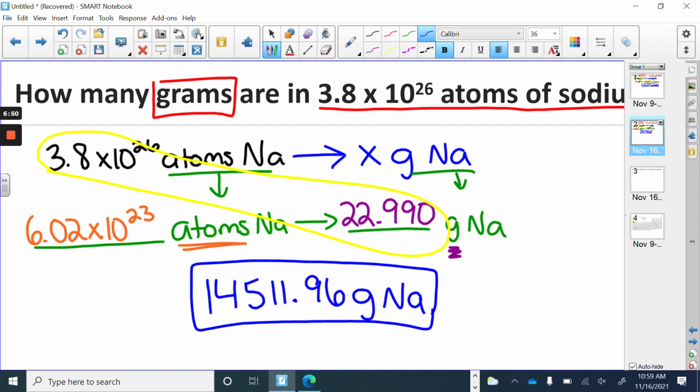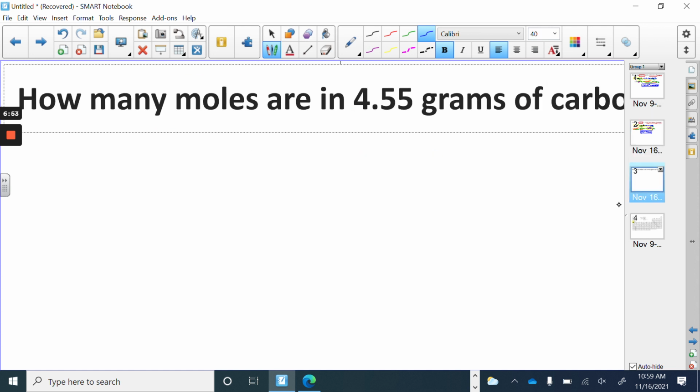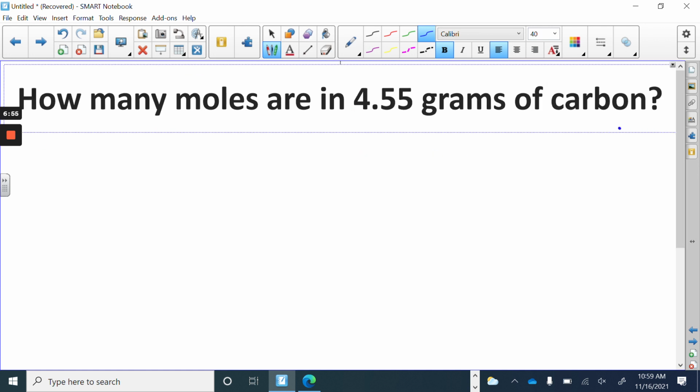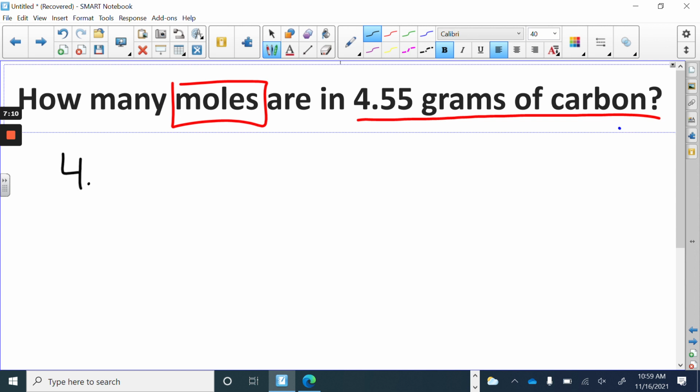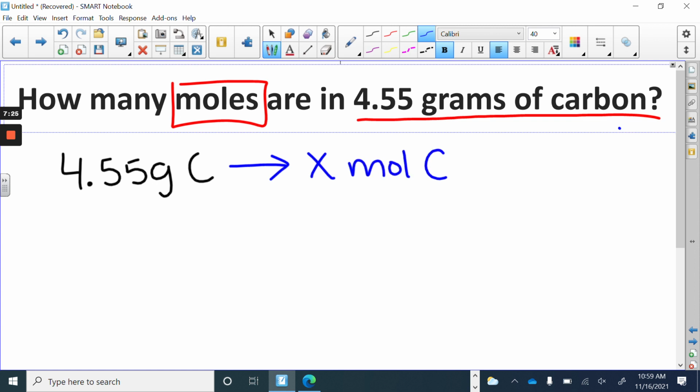And we'll do one more. Right. Last one. I want to know how many moles are in 4.55 grams of carbon. So again, start out by writing down what they give you in the problem. They give me 4.55 grams of carbon. We'll draw an arrow to what we're looking for. We are looking for X moles of carbon.